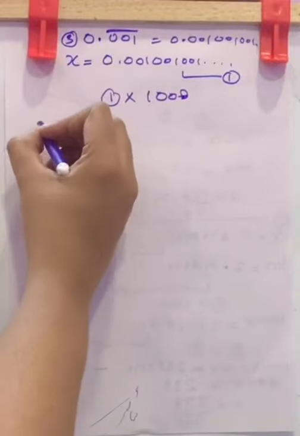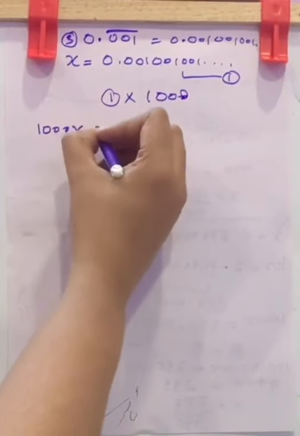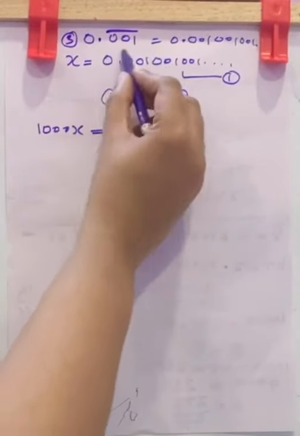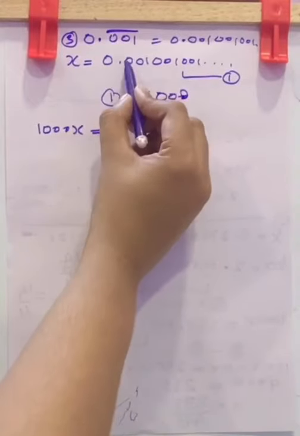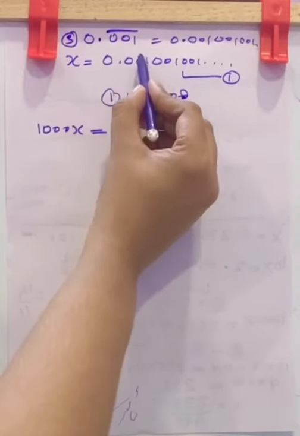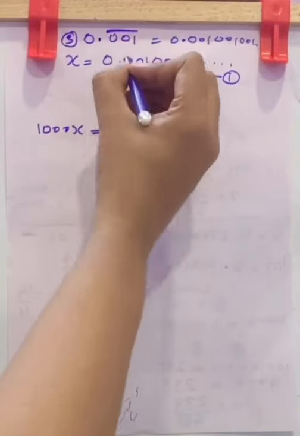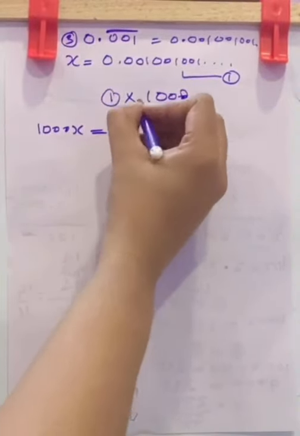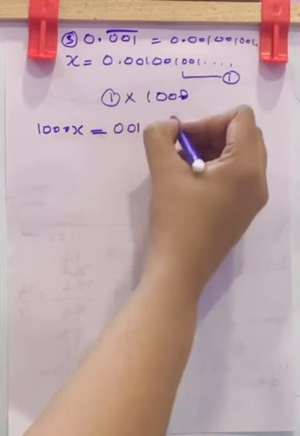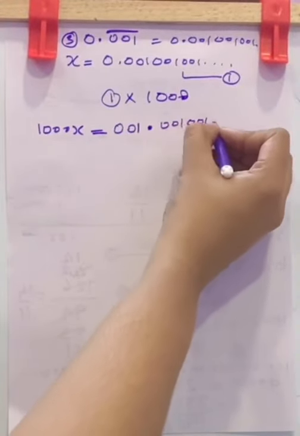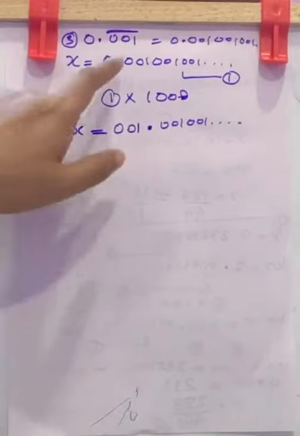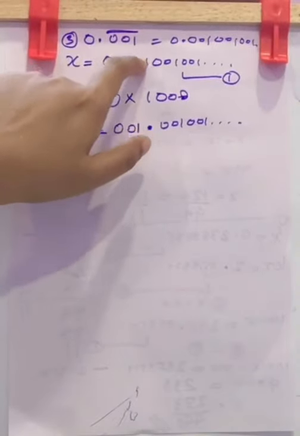1000 into x, it becomes 1000x is equal to, here on RHS into 1000, that is decimal will go to right side after 3 places. Now it becomes 001.001001, etc. Right? That is jumping 3 places.